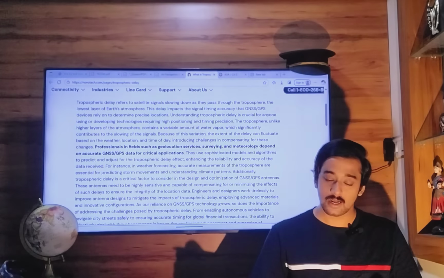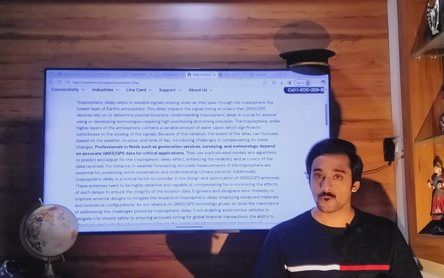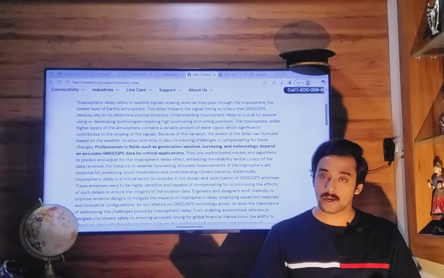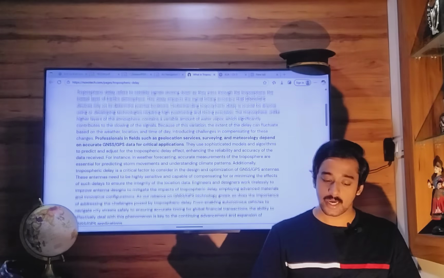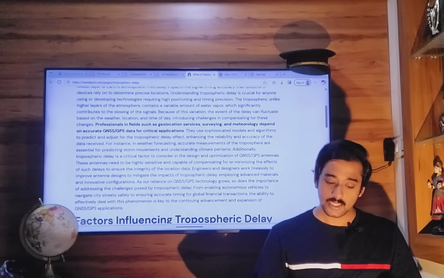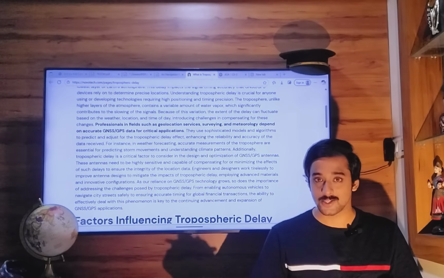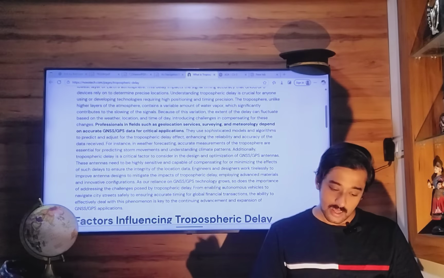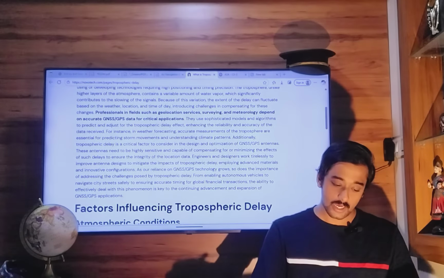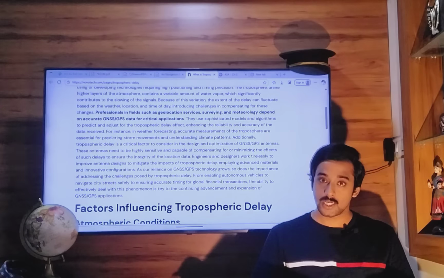This delay impacts the signal timing accuracy that GPS devices rely on to determine precise locations. Understanding tropospheric delay is crucial for anyone using or developing technologies requiring high positioning and timing precision. The troposphere, unlike higher layers of the atmosphere, contains a variable amount of water vapor, which significantly contributes to the slowing of the signal. So this is the main cause or reason. Because of this variation, the extent of the delay can fluctuate based on the weather, location, and time of day, introducing challenges in compensating for these changes.